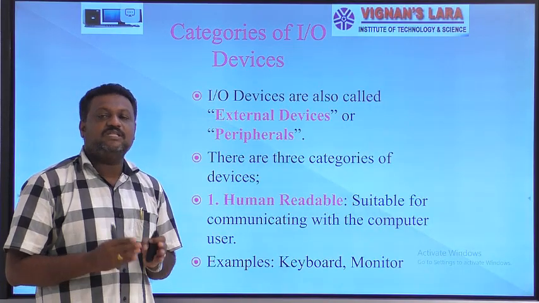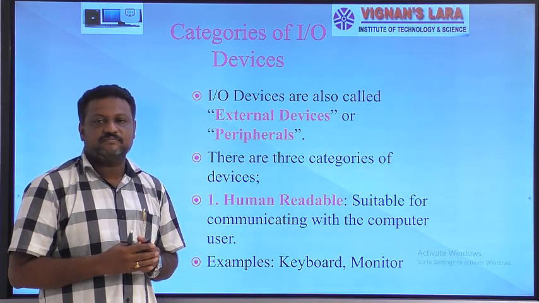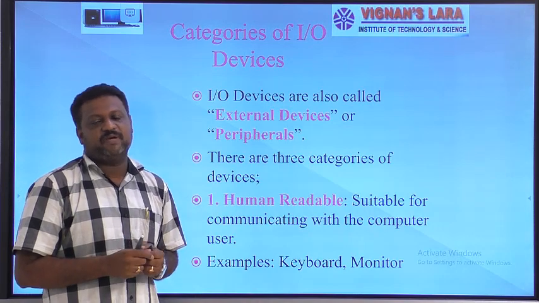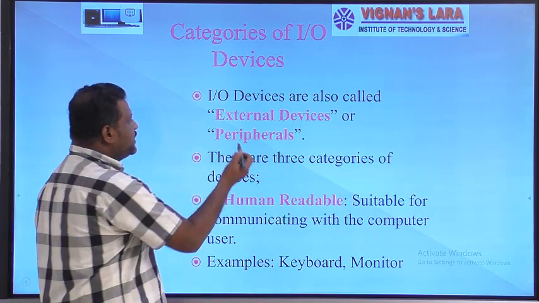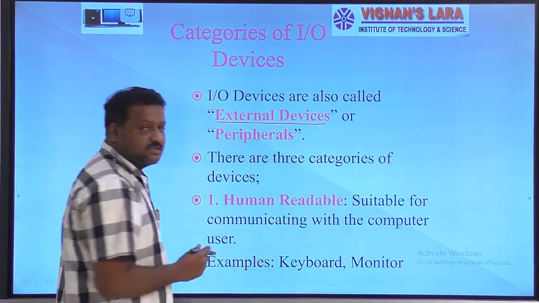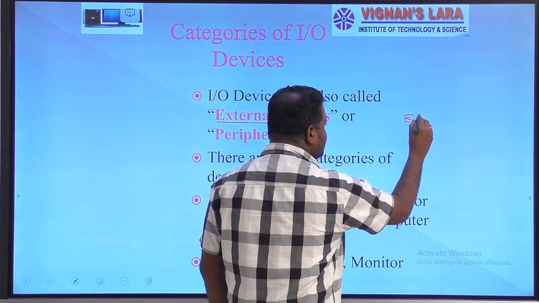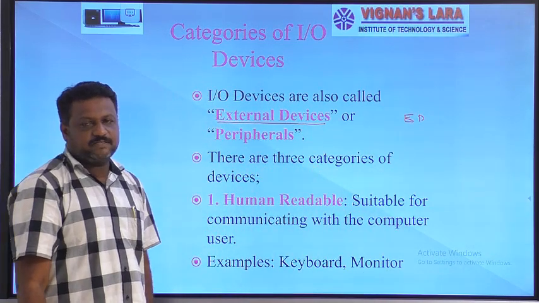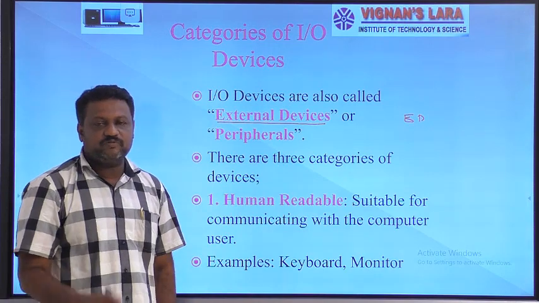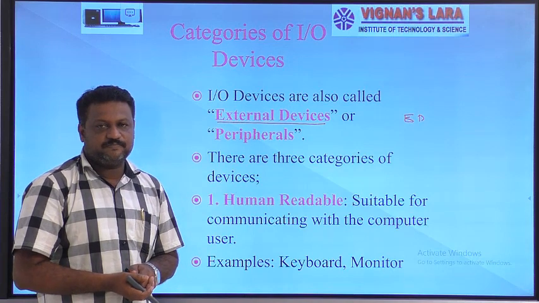This is the category of IO devices. First of all, IO devices we can also call external devices, or simply ED, meaning external device. The second one is peripherals. These are the two alternate names we regularly use to represent IO devices.